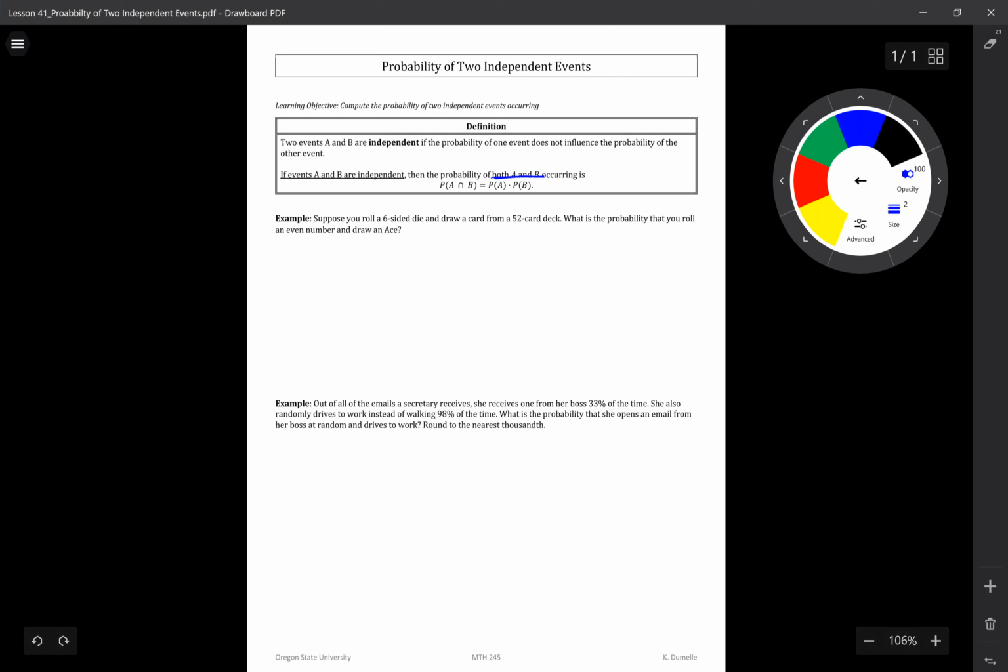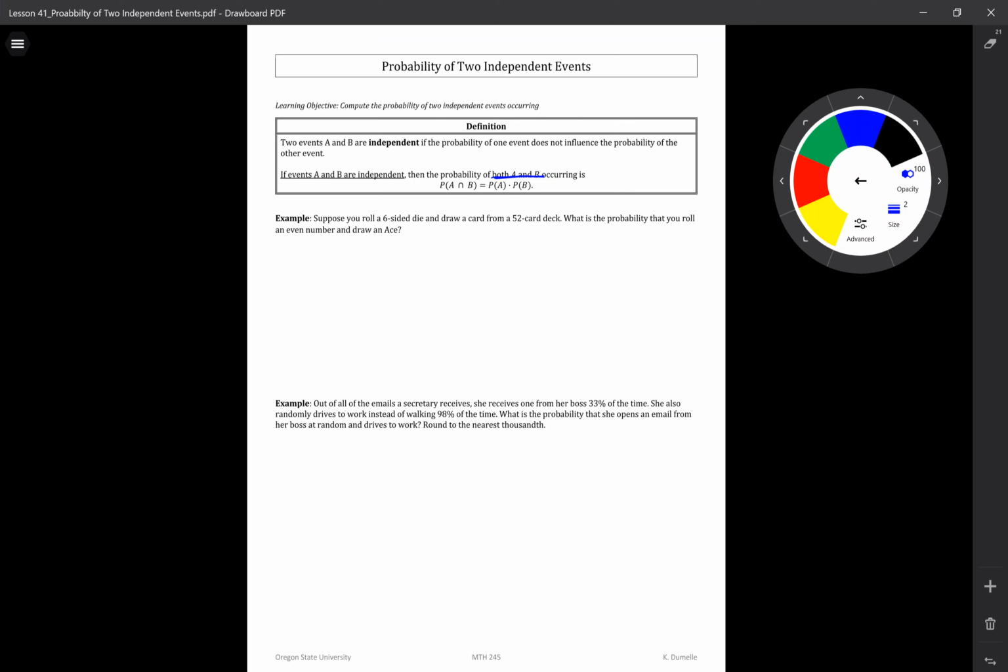So suppose I roll a 6-sided die and draw from a 52 card deck. What is the probability that I roll an even number and draw an ace? So these two events are independent, right? The fact that I roll an even number does not at all affect the probability of drawing an ace.